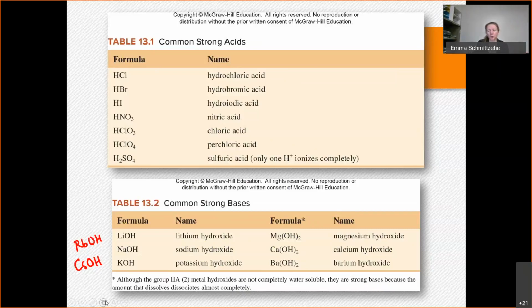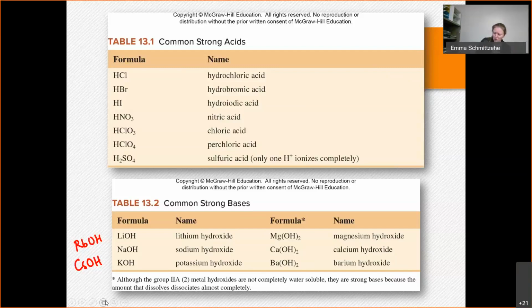I guess they put only lithium, sodium, and potassium in the table because those are the most common for us to deal with. But the rubidium hydroxide and cesium hydroxide are common enough. In general, it is expected you know those as well. But then they give you magnesium, calcium, and barium hydroxide on the right as strong bases.